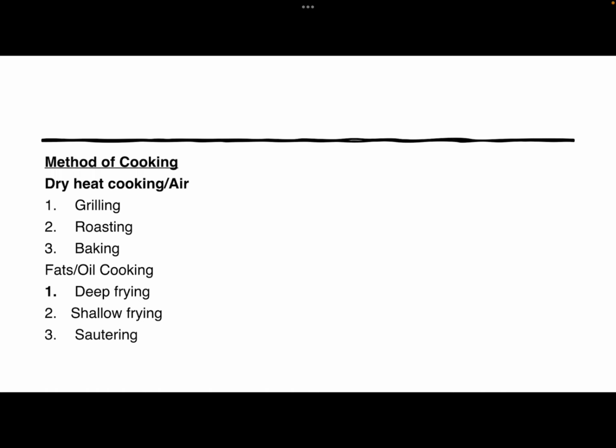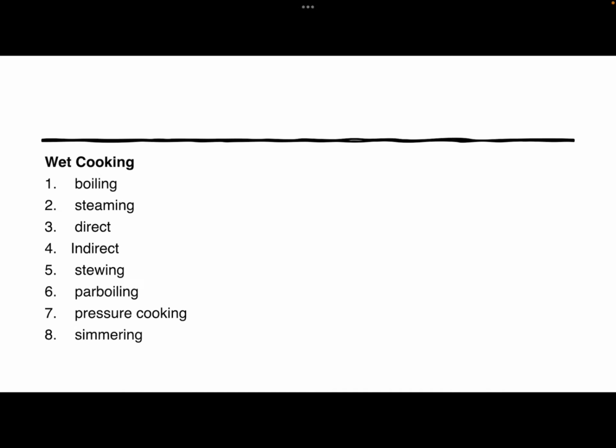Next is methods of cooking. There are various methods of cooking. First is dry heat cooking and air, under which grilling, roasting and baking come. Next is fats and oil cooking, under which come deep frying, shallow frying, and sauteing. Then wet cooking includes boiling, steaming, direct and indirect cooking, stewing, parboiling, pressure cooking and simmering.